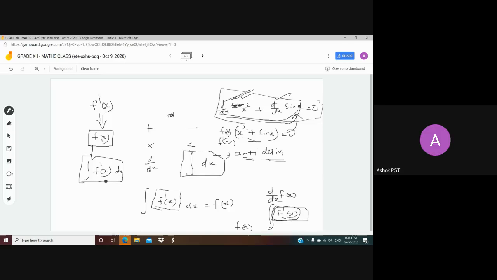Students, are you clear? Please tell me. Yes, sir. Thank you, students. I believe you are very clear now. If f dash of x is given, only when you know the integration can you convert this into f of x. So to study the differential equation chapter in your textbook, you must be very clear with integration. Without knowing integration, you cannot solve the differential equation chapter.